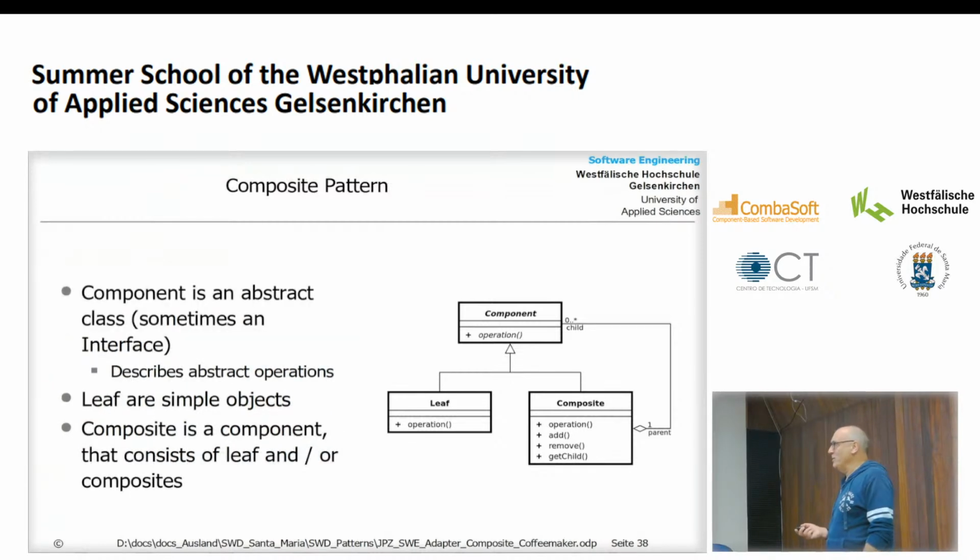Component itself is always an abstract class, sometimes an interface, and it describes abstract operations. Leaves are simple objects, and the composite is a component, a specialization of the component. It consists of leaves and or composites. Okay. So you can design these whole part structures.